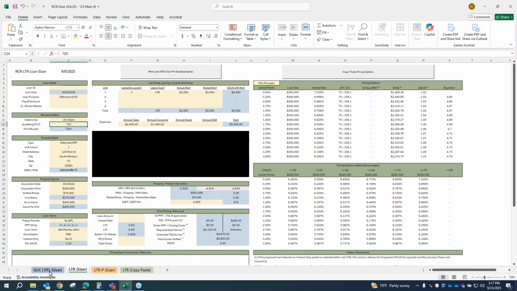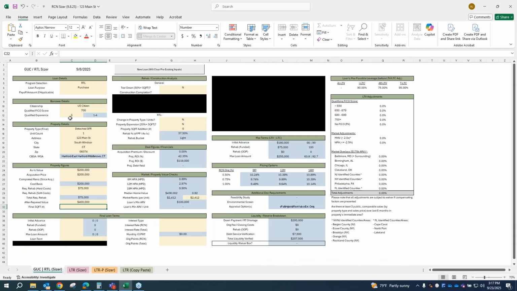So we're going to move over to the RTL sizer. This is probably the sizer that changed the most with the new iteration that was sent out. You're always going to start up in the upper left-hand corner. And this sizer is now incorporated ground-up construction. So you can choose ground-up construction, RTL, which is going to be your bridge loan with rehab, and then a bridge, which is going to be your straight bridge. Our guidelines are different for both of those. That's why we separated them out.